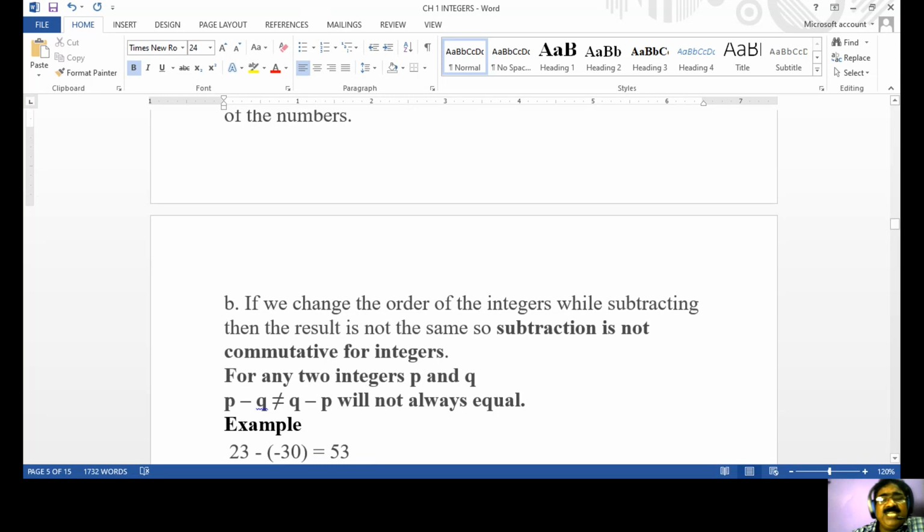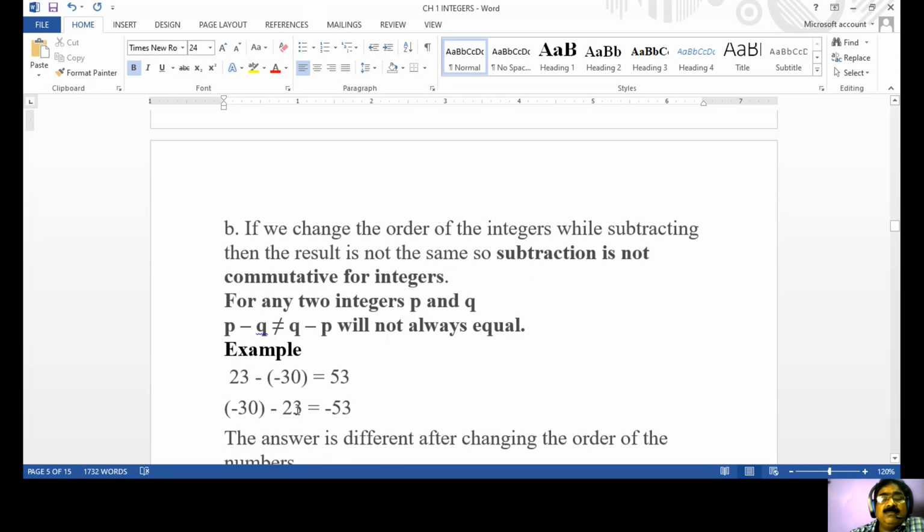If we change the order of the integers while subtracting, the result is not the same. So subtraction is not commutative for integers. For any two integers P and Q, P minus Q is not equal to Q minus P; it will not always be equal.